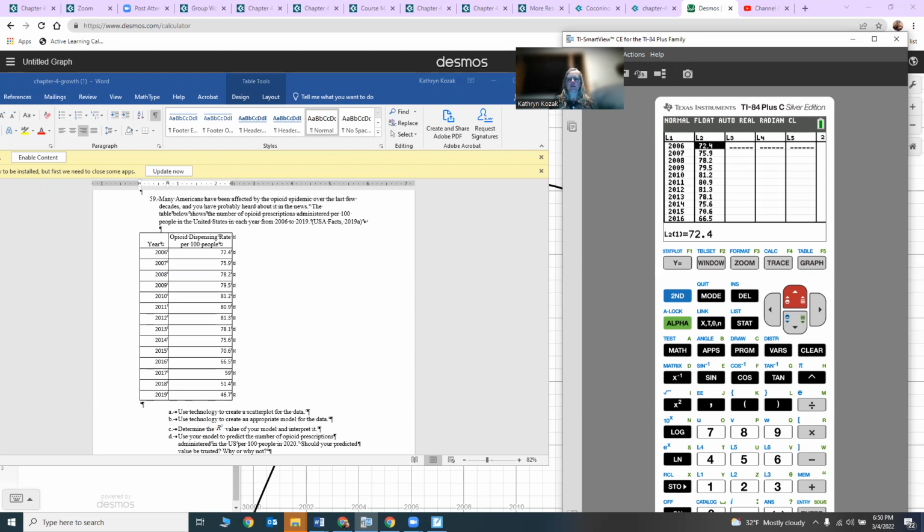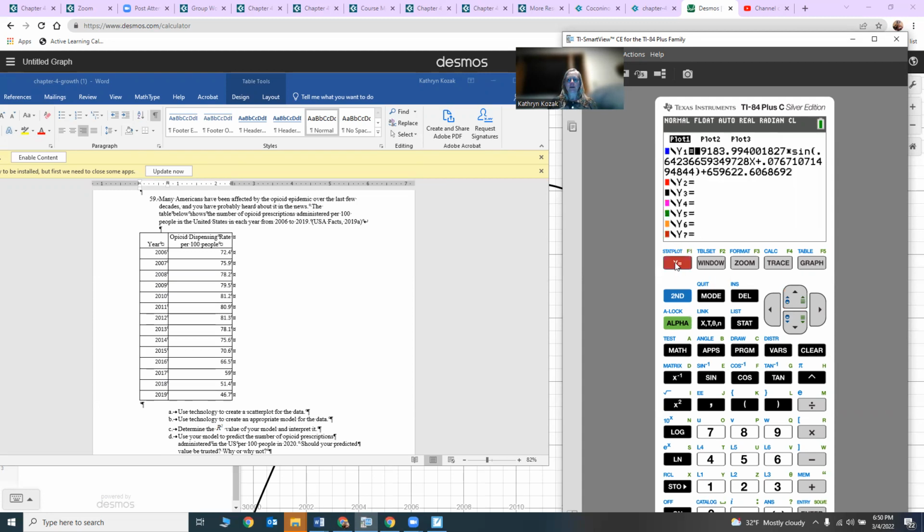And looks like I've got them all. Okay, now I'd like to go ahead and graph it. So first thing is I'm going to need to make sure that I don't have anything in my y equals. So I'm going to go ahead in there. I do have something in here, so I'm going to clear that out.